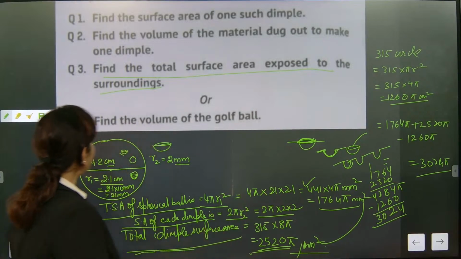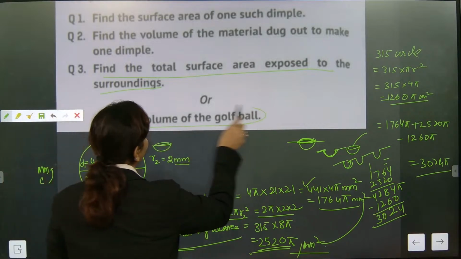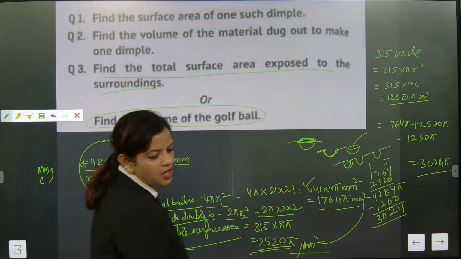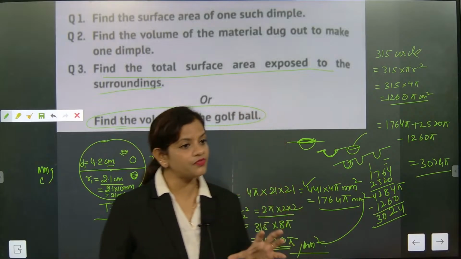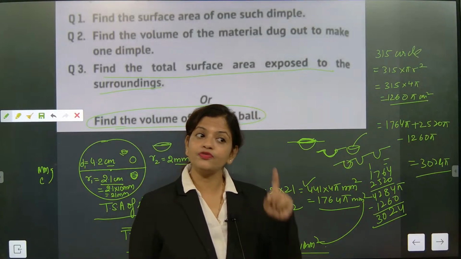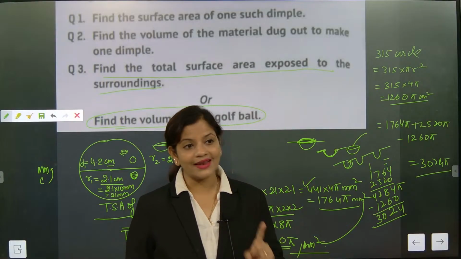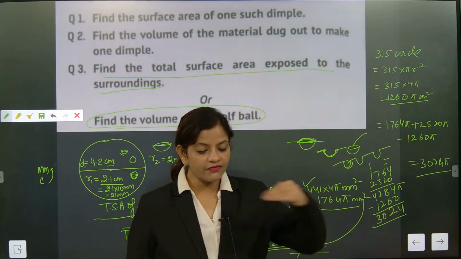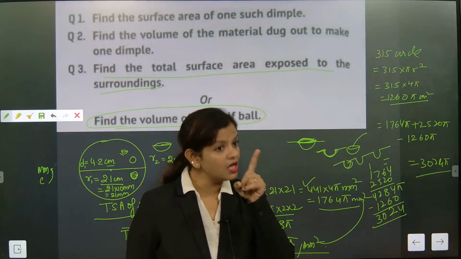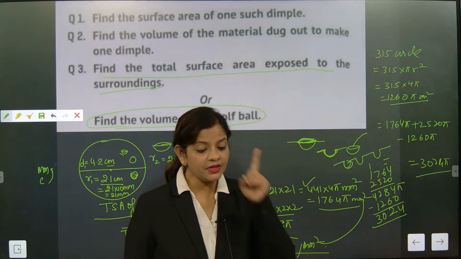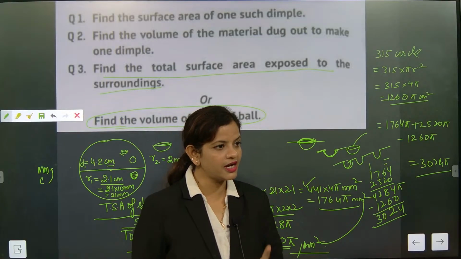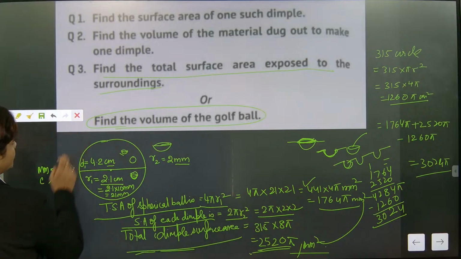Understood or not? Now with the last part, find the volume of the golf ball. Golf ball volume means we will find the volume of the sphere minus the volume of 315 humps. Remember that one. Don't do it directly. Are you understanding? 315 dimples are there, right? That has to be removed. That will be the actual volume. Are you understanding? That is what I said. I am going to repeat this part.